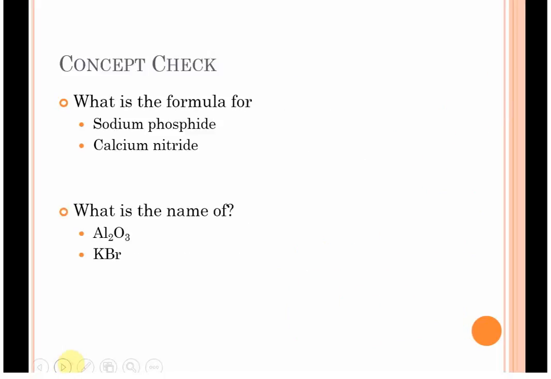So what's the formula for sodium phosphide? I'm going to make this table every time, guys. Number, charge, total. We have sodium, which is Na. Phosphide came from phosphorus.